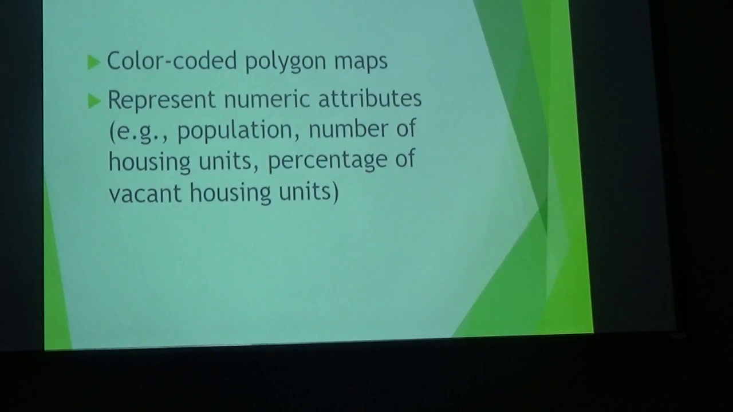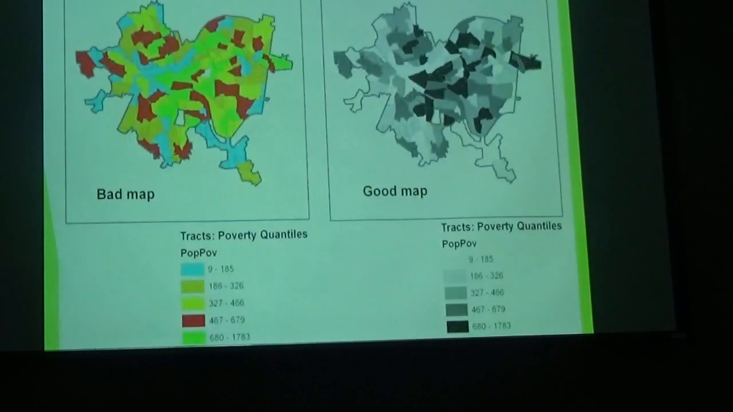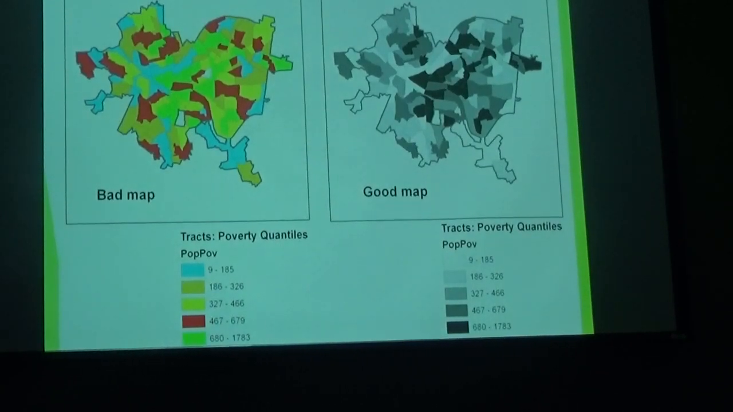Chloropleth, different type of maps. Color-coded polygons. Let's show this in a different way. Told you, if you put it into GIS, it looks always fun. So on the left, we label that as the bad map. You see random color codes assigned to categories. We're not going to judge the categories or what kind of pattern those intervals have been taking. You can see it ends with 185 here, 186. So it has distinct breaking points.